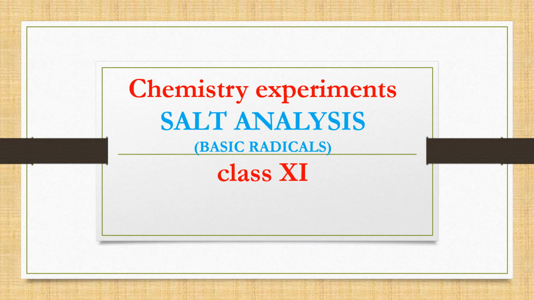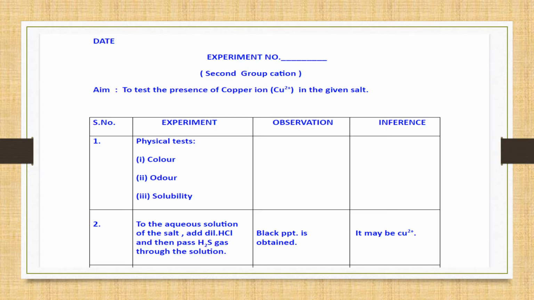Continue with the basic radicals analysis under the chemistry experiment salt analysis topic for class 11th. We have already discussed till group 1. I have already shared in the channel till group 1. Now this is the second group cation that I am discussing.